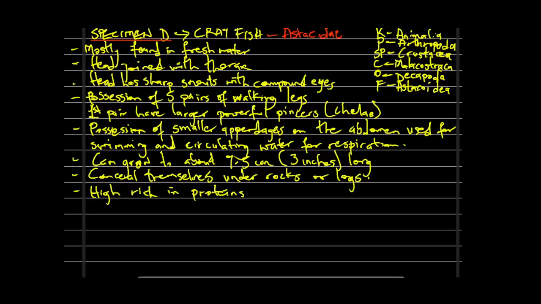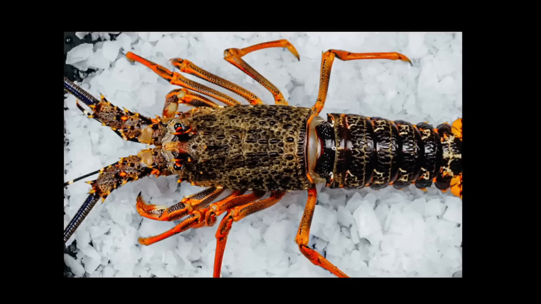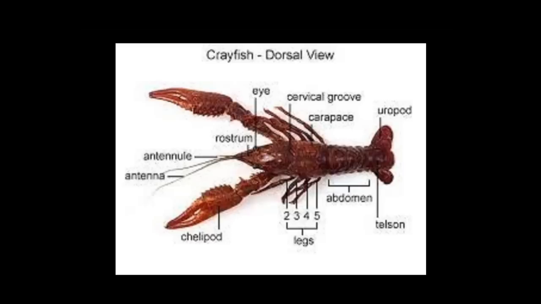So like I said, the lobsters are also aquatic organisms, but they are found mostly in the salt water, the brackish water, and they are much bigger, larger in size than the crayfish. So I've shown us example pictures of the crayfish. You can see them here. This is the crayfish. You can see what it looks like, and this is the diagram well labeled.